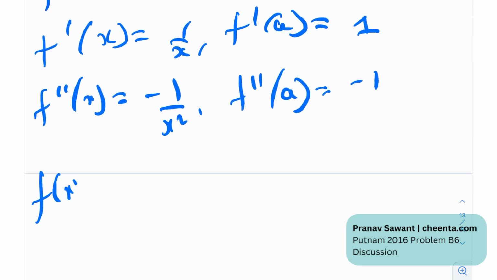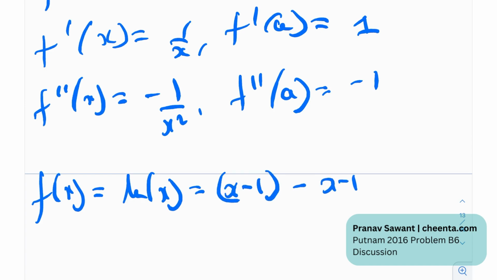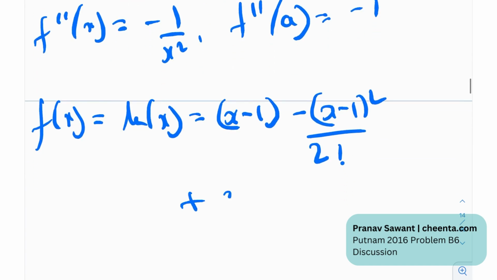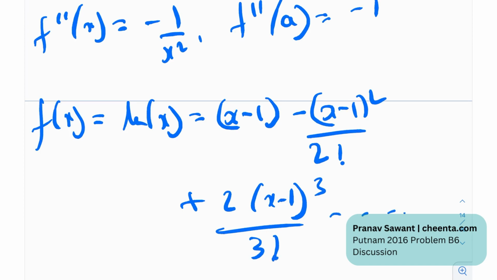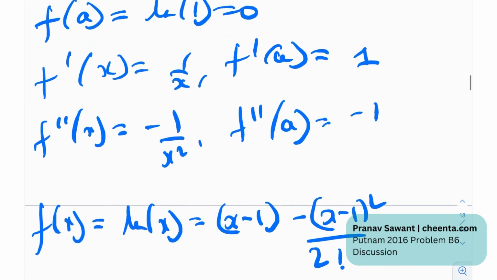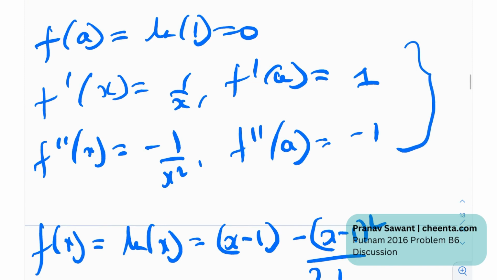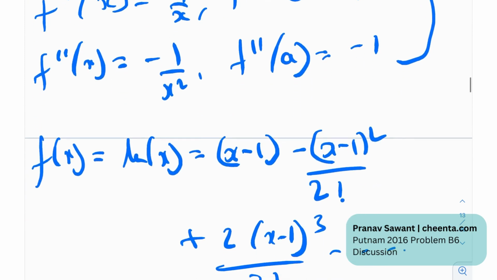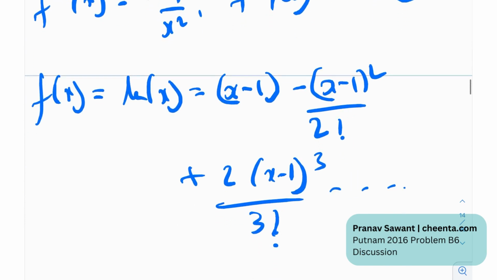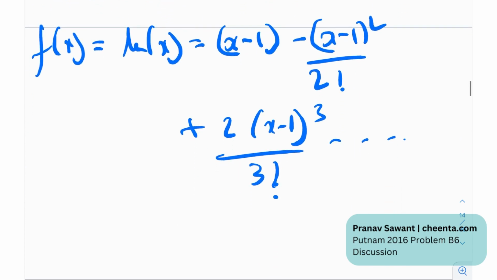Once I plug this back into the equation, I'll get f of x, which is nothing but ln x, as (x minus 1) minus (x minus 1) whole squared divided by 2 factorial plus 2 times (x minus 1) whole cubed divided by 3 factorial, and so on and so forth. Essentially, once you get this data, once you differentiate and evaluate it at x equal to a, you just need to plug this back into the original equation that I gave you for the Taylor series, and then you get this expression. This is the expression for ln x.